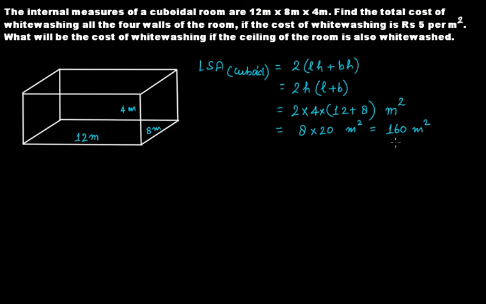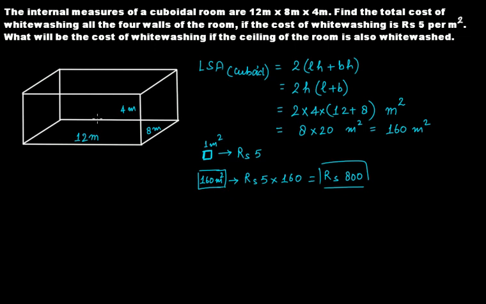So if we whitewash it, and if the cost of whitewashing is rupees 5 per meter squared, that is for 1 meter squared, you have to pay rupees 5. So if for 1 meter square you have to pay rupees 5, then what will be the cost for 160 meters squared? 160 meters squared for these four walls, that will be rupees 5 multiplied by 160, and that gives you rupees 800, right? So rupees 800 will be the cost of whitewashing the four walls.